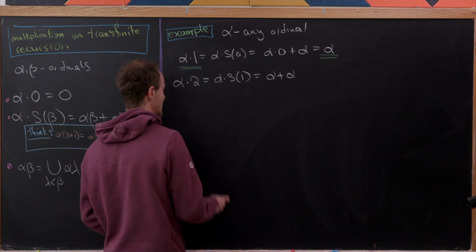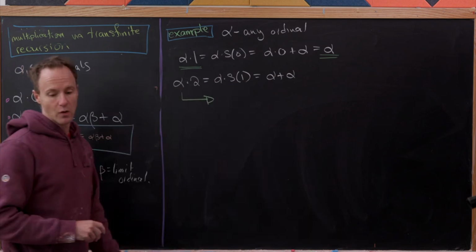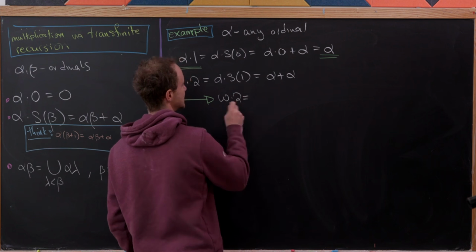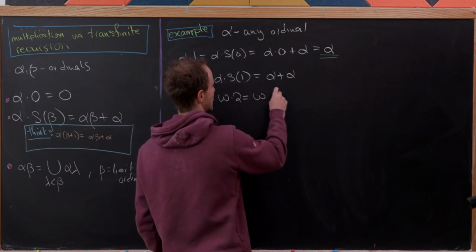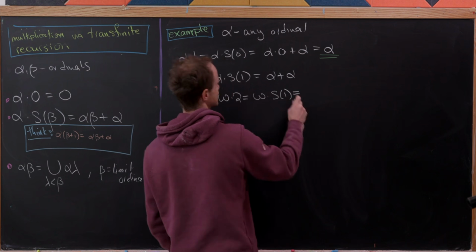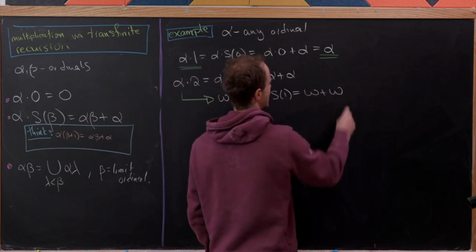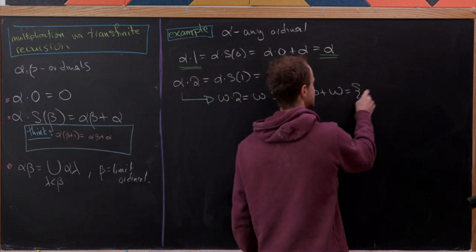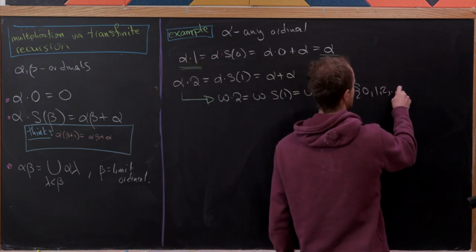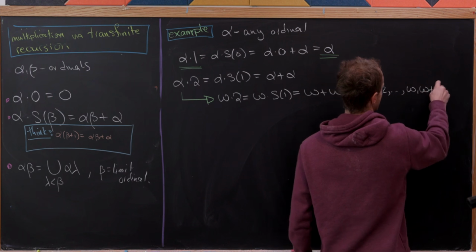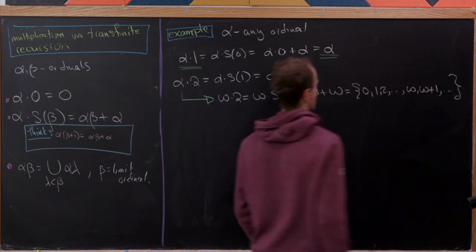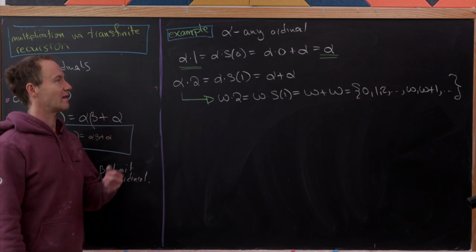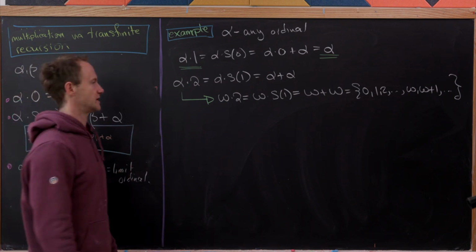And then let's specialize this to our limit ordinal omega and observe that omega times 2 is going to be equal to omega times the successor of 1, which is omega plus omega. But then recall that that was our nice double copy of the natural numbers, one copy right after the other. Okay, good. Now, what happens if we left multiply by a natural number?